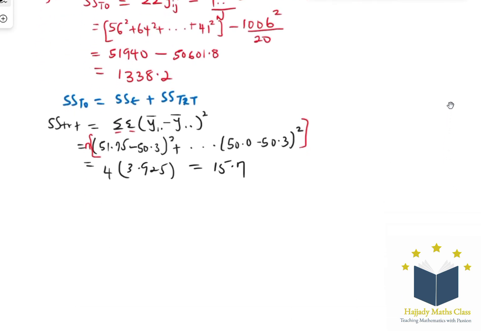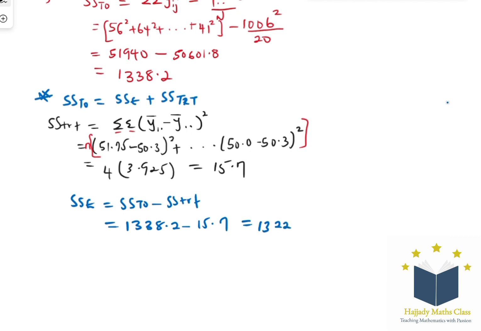Having gotten my SS treatment, I can easily get my SS error. My SS error will be equal to SS total minus SS treatment. And that's going to be SS total, which is 1338.2, minus 15.7. My SS error is going to be 1322.5.